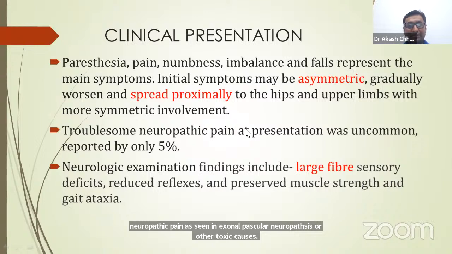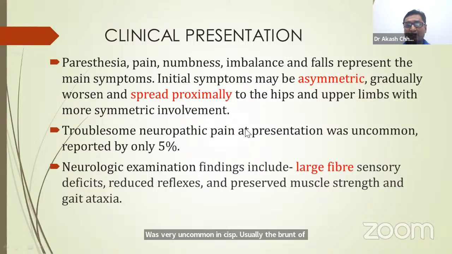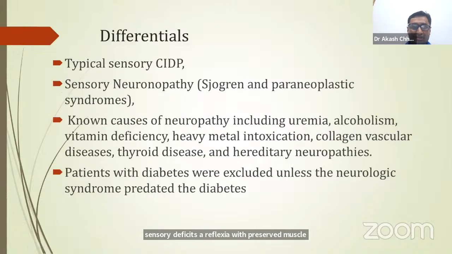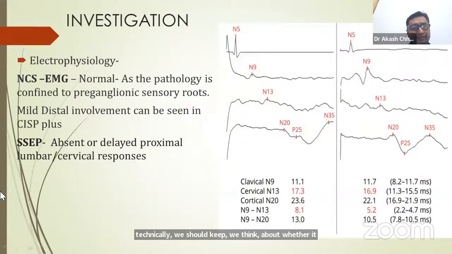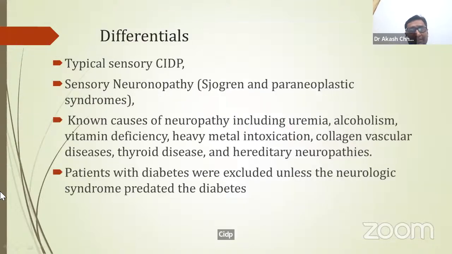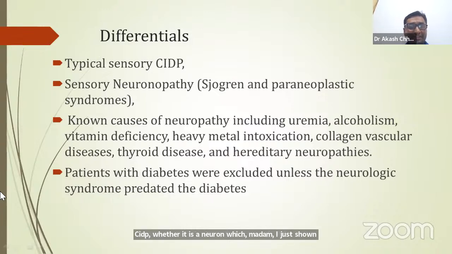Usually the brunt of the disease is on large fiber involvement, which causes sensory deficits, areflexia with preserved muscle strength and presence with gait ataxia. So whenever a patient with this syndrome comes to us, clinically we think about whether it is some CIDP form first, whether it is sensory CIDP, whether it is a neuronopathy, which madam had just shown, that is ganglionopathy, where gait ataxia is the main feature as all the ganglia get destroyed.